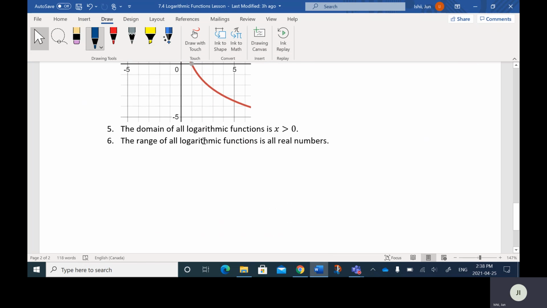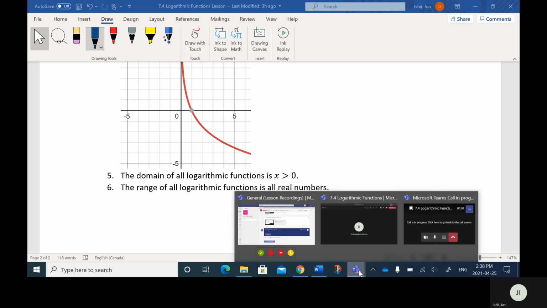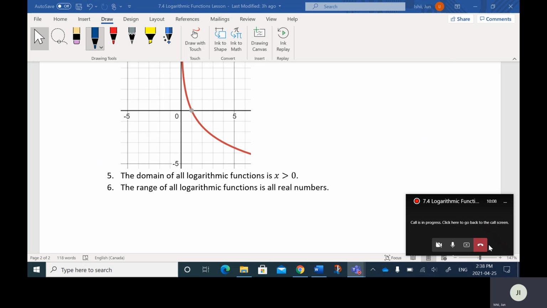And these last two points have to do with domain and range. The domain of all logarithmic functions is x is greater than 0. This is true for all log functions, and the range here is all real numbers, going up and down. All right, guys, so that is logarithmic functions.